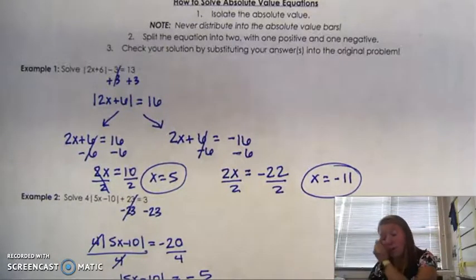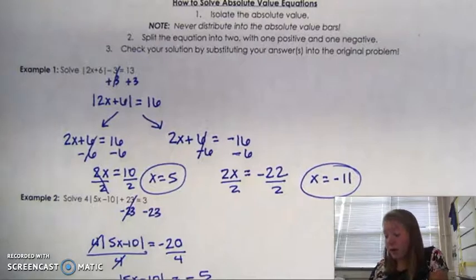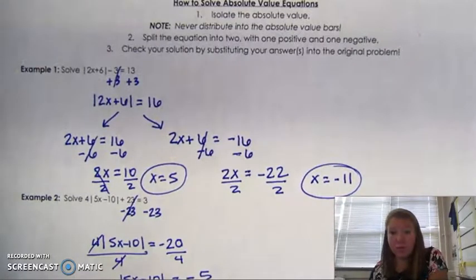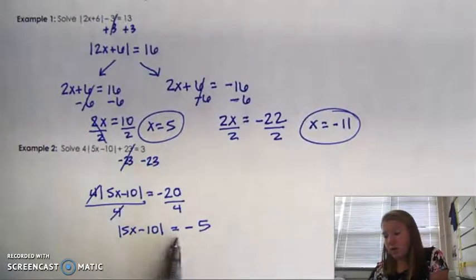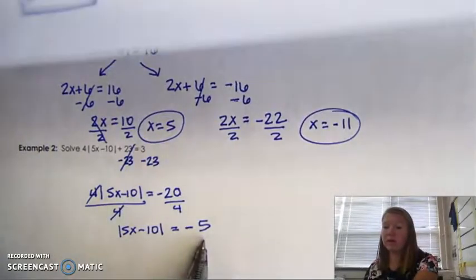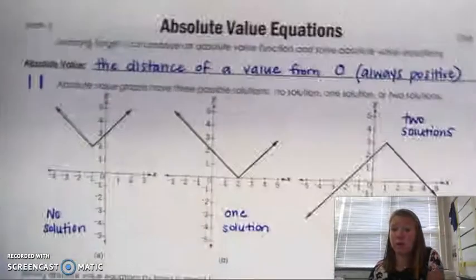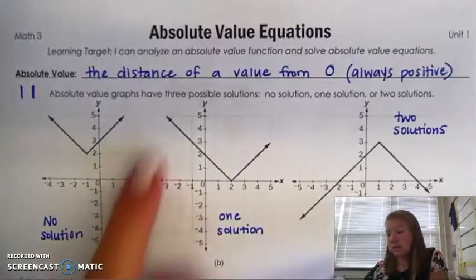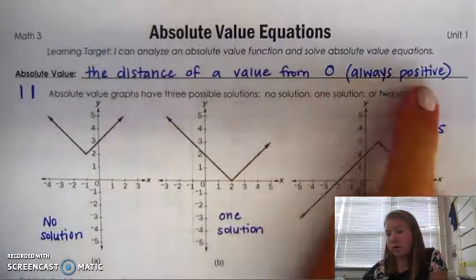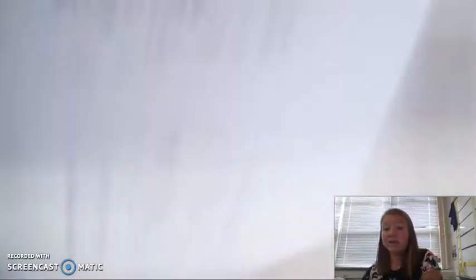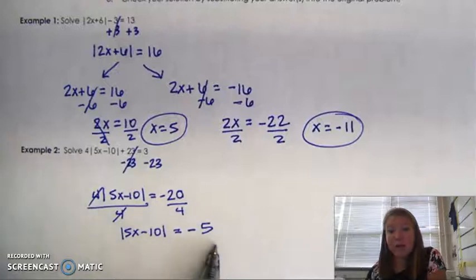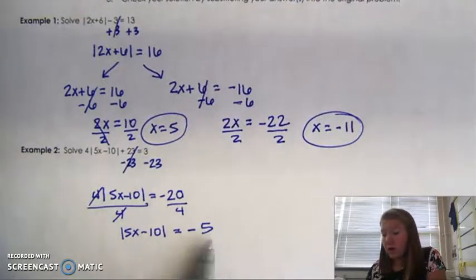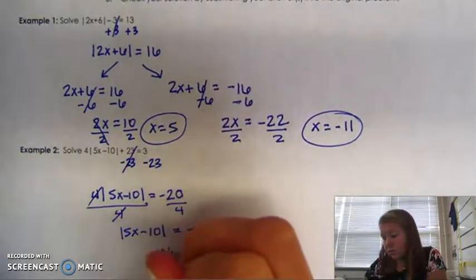I'm going to stop right here. Typically we would make our 2 equations and continue. But what's happening here is we have absolute value equal to a negative number. And if we go back to our definition of what absolute value is, it's the distance of a value from 0. It's always positive. So if you isolate the absolute value bars and it's equaling a negative value, then you're going to have no solution.